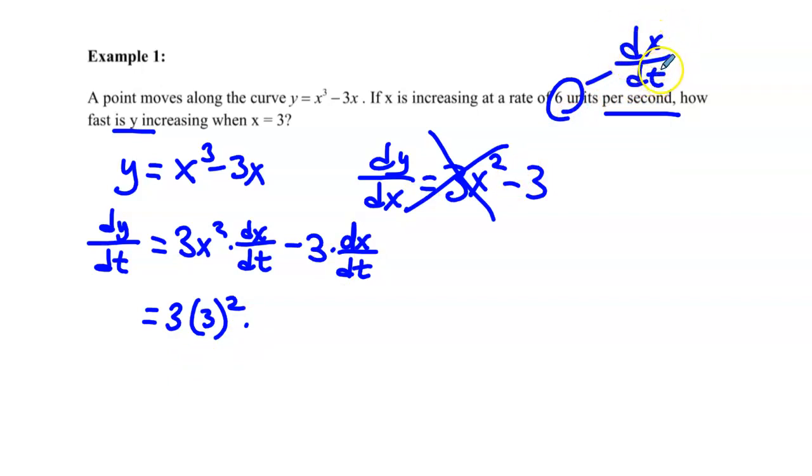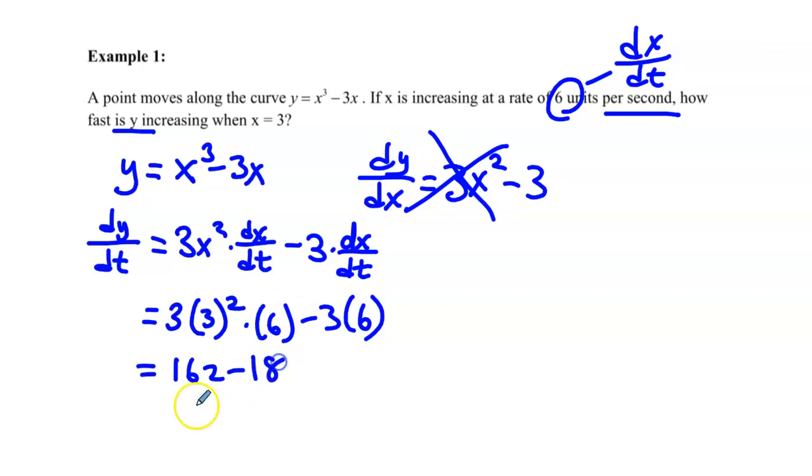Change in x related to time, or per unit time. So this would be times 6, minus 3 times 6. Okay, and so I end up with, what would this be? This would be 81 times 2, which would be 162, minus 18 is equal to 144. Units would be, so y, I guess would be units per second.